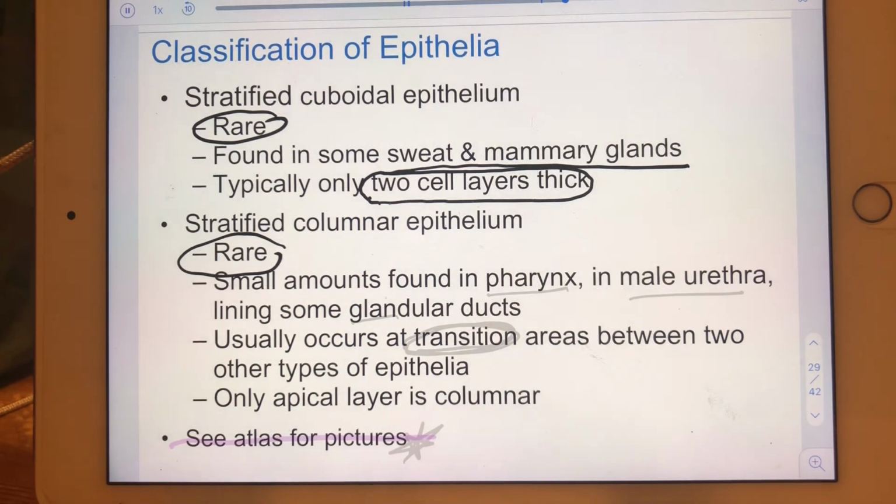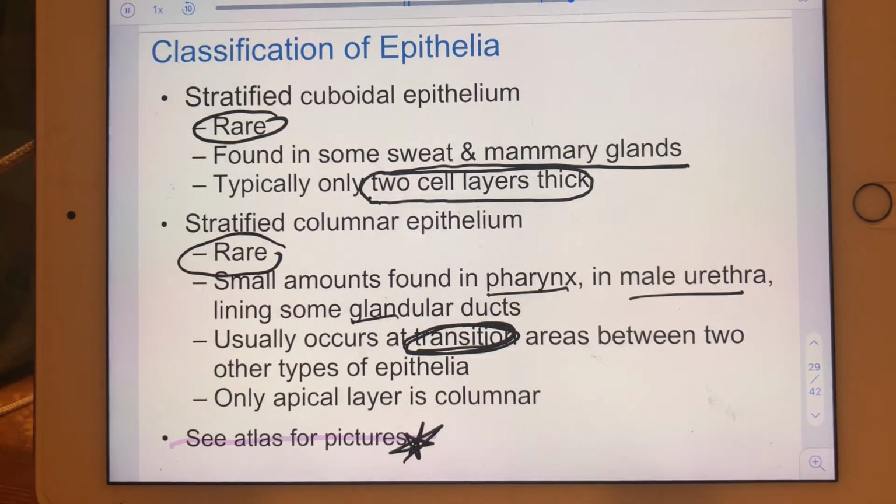Okay, and stratified columnar epithelium we can find in patches in some glands, in part of the male urethra, and part of the pharynx, typically found wherever we're transitioning from one epithelium to another, okay? And it's only the apicalmost layer of stratified columnar epithelium that's columnar in appearance, but hopefully we were expecting that since that's really one of the rules for that shape descriptor. And then don't really worry about finding photos because, again, I'm not going to ask you to recognize them, okay?